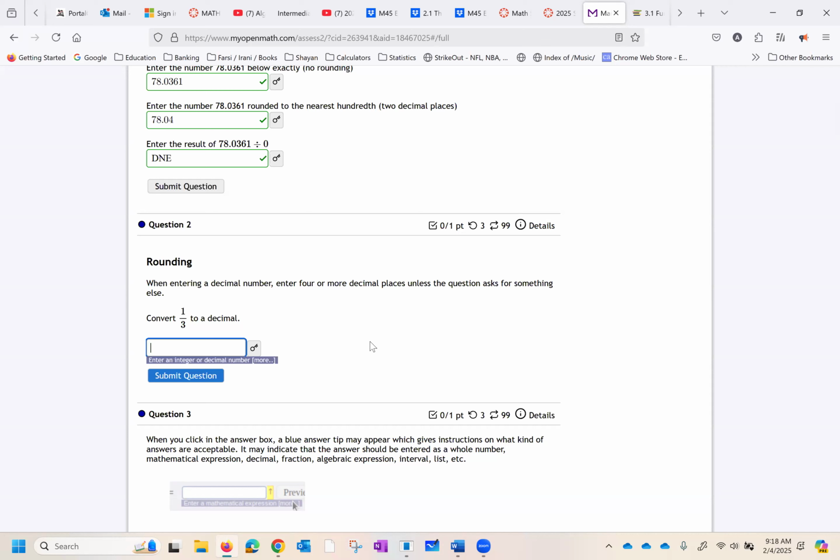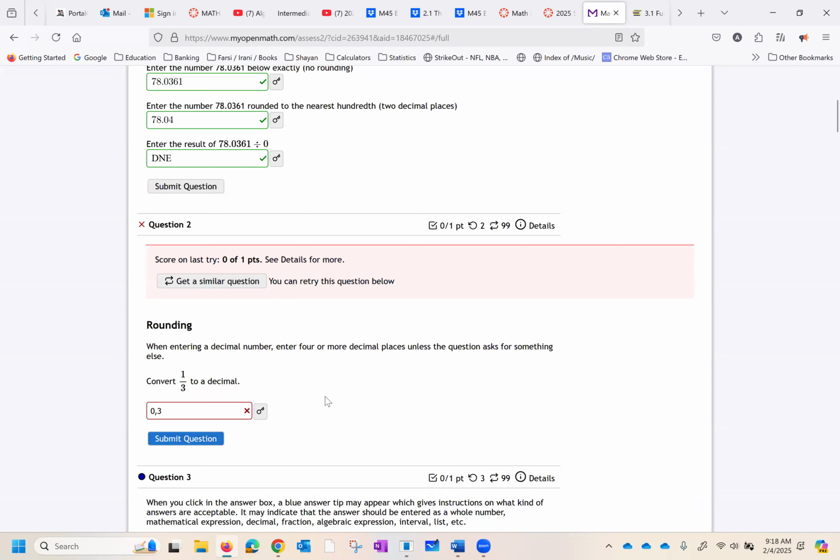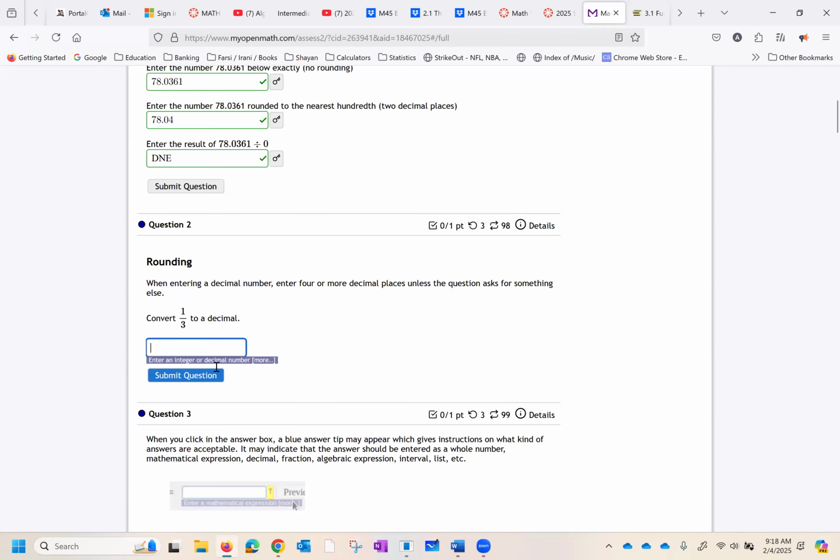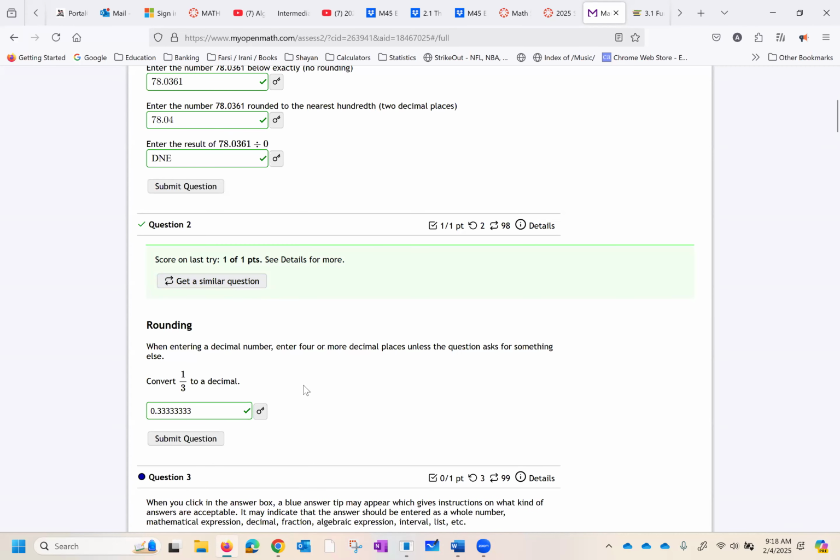Let's answer it wrong. Let's answer 0.3. And it says it's wrong because it's 0.3 bar, and that means you have to put many threes, and they're asking for how many here? Again, 4 or more. If I get a similar question, it happened to give me the same one. Now this time 0 point, and I put a bunch of threes, and I submit the question. Notice, check mark, I got my point.